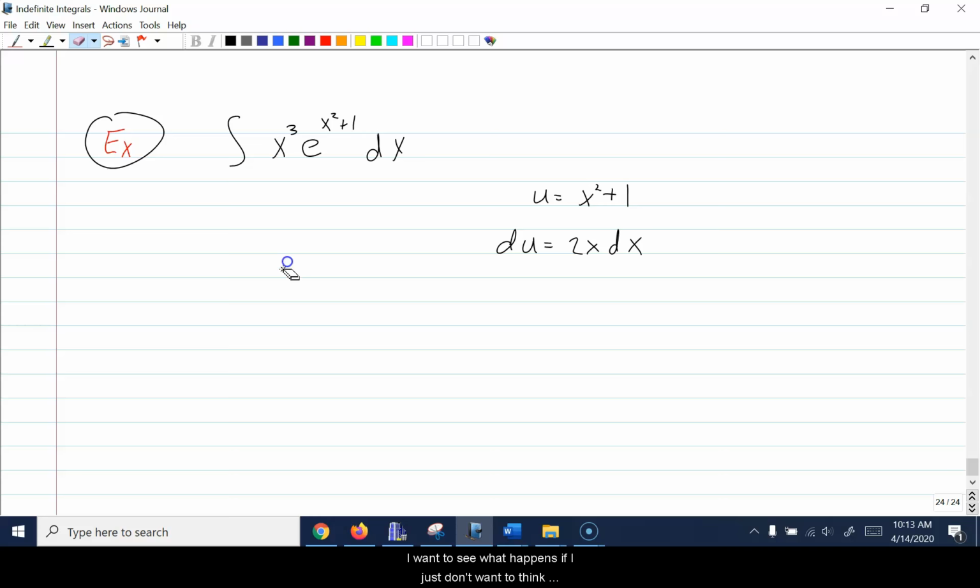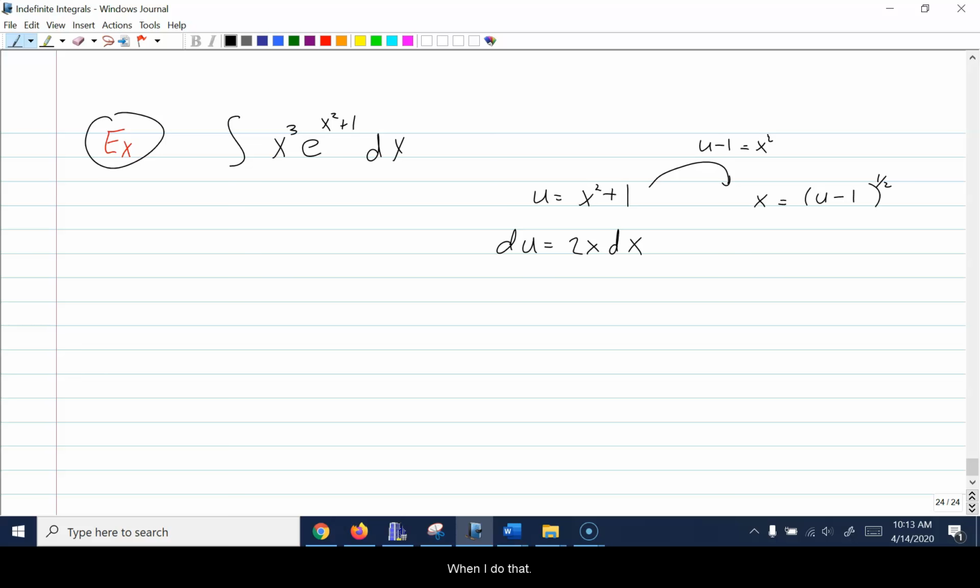But I want to say what happens if I just don't want to think about that. The alternative I have is I can take this equation and solve for x. If u is x squared plus 1, then u minus 1 is x squared. So x equals that. When I take the square root of both sides, I get x equals the square root of u minus 1, which I'd rather write as a power of 1/2 because I'm about to take its derivative.